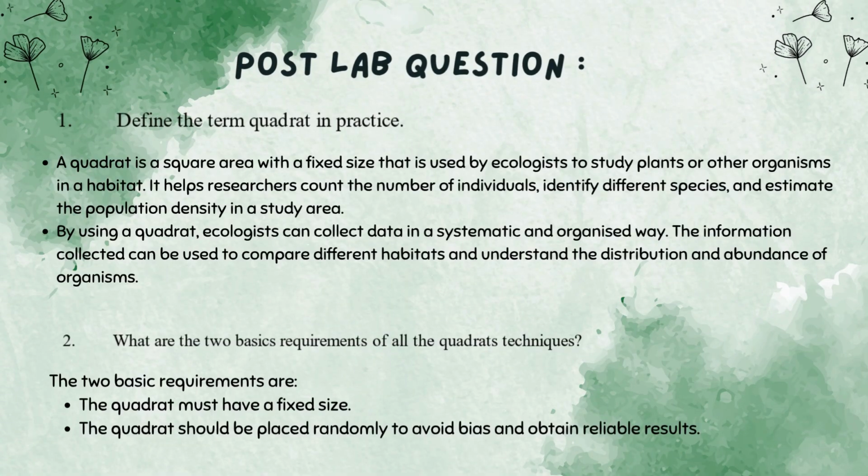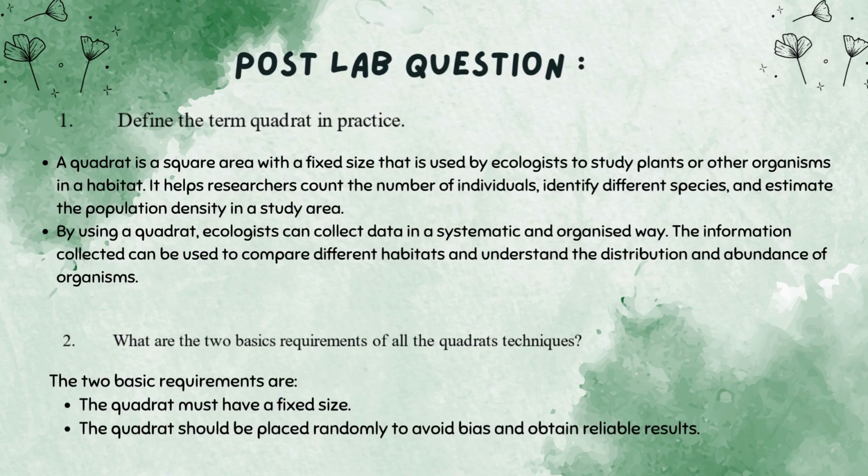Now, let's move on to the laboratory questions for practical 2. For question 1, what is the quadrat? A quadrat is a square area with a fixed size that is used to study plants or other organisms in a habitat. It helps us count the number of individuals, identify different species, and estimate population density. By using a quadrat, we can collect data systematically and compare the distribution of plants between different study areas.